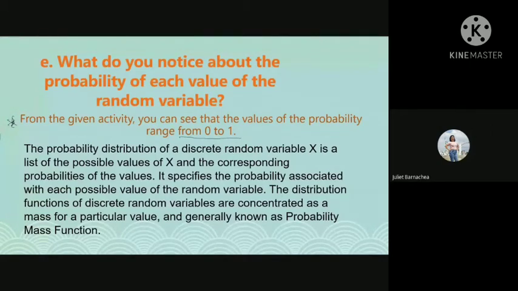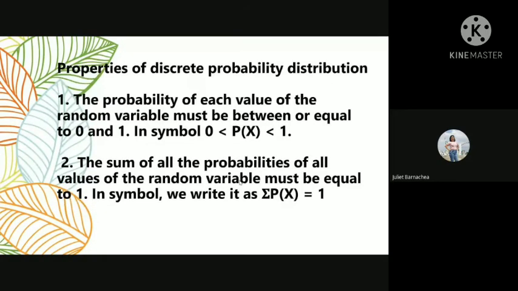The probability distribution of a discrete random variable x is a list of the possible values of x and the corresponding probabilities of the values. It specifies the probability associated with each possible value of the random variable. The distribution function of discrete random variables are concentrated as a mass for a particular value and generally known as probability mass function. So with that, we will have the properties of discrete probability distribution.